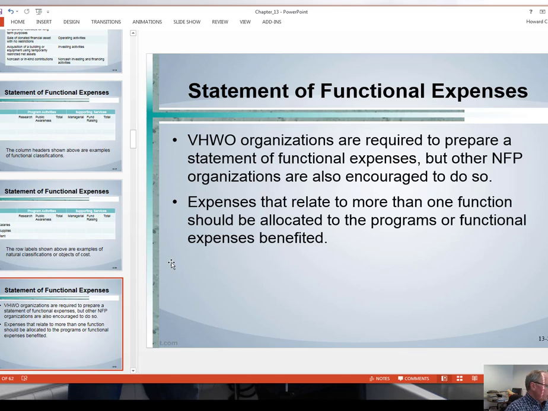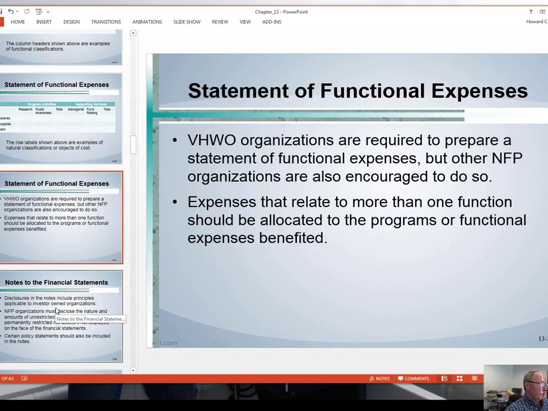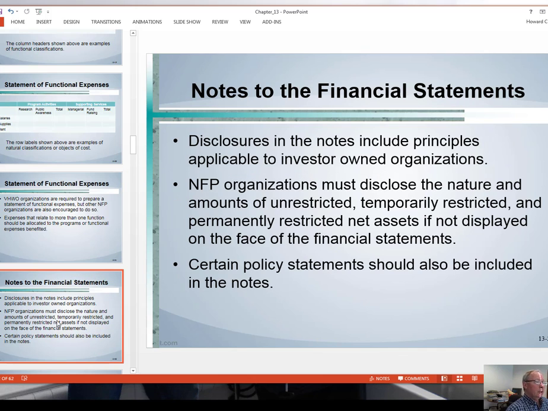In the supplemental reading I posted, there's an example of these functional expenses. You take the natural classification or object codes that we're used to seeing, wage expense, rent, insurance, and so forth, and they're recast into functional areas. There's an example, I think, from the American Cancer Society, and it shows how those expenses are recast. And those are required for health and welfare, so if you run a not-for-profit clinic or behavioral health, counseling, any of those things.